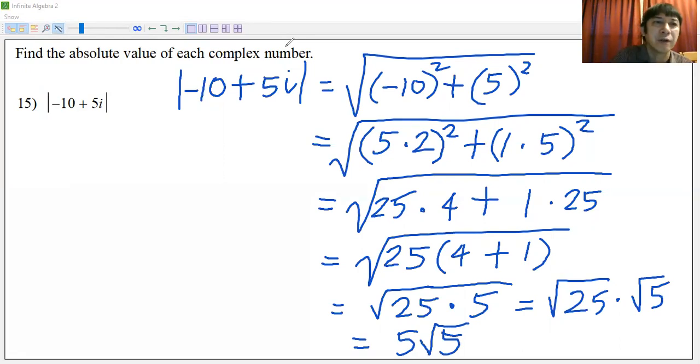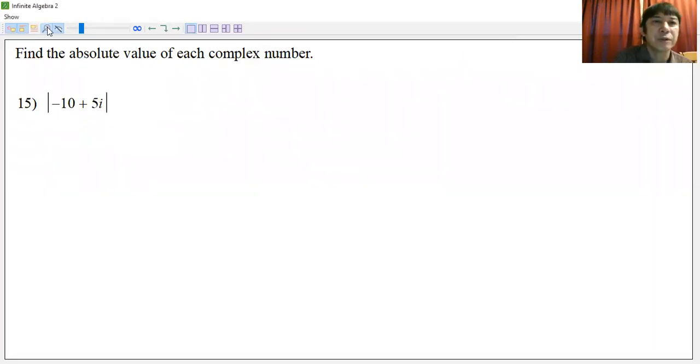We can verify that over here. There. All right, so that means we're correct. And we shall continue with the next number, 16.